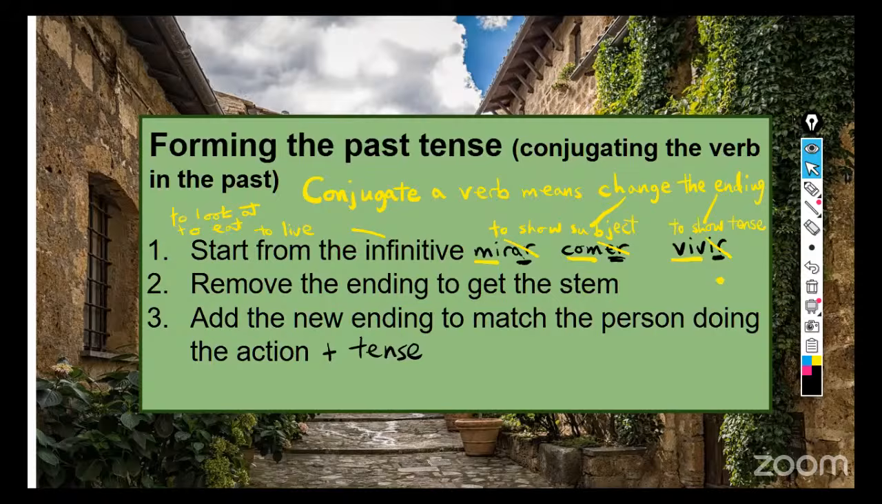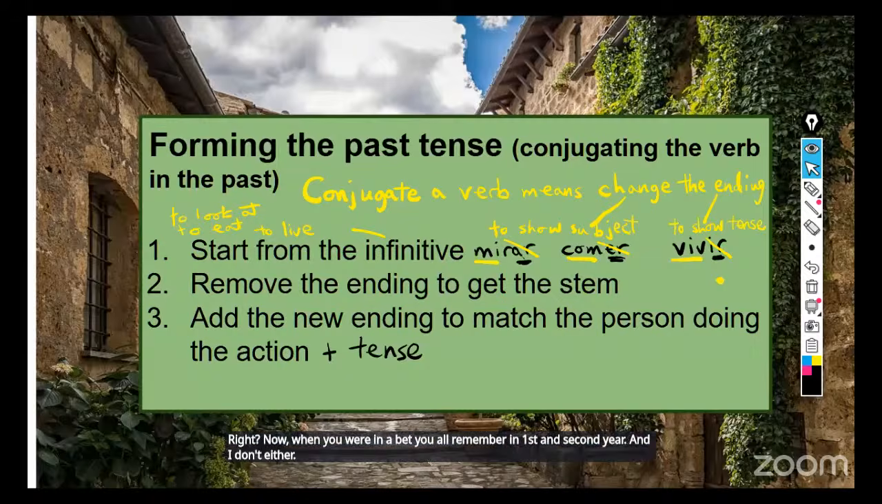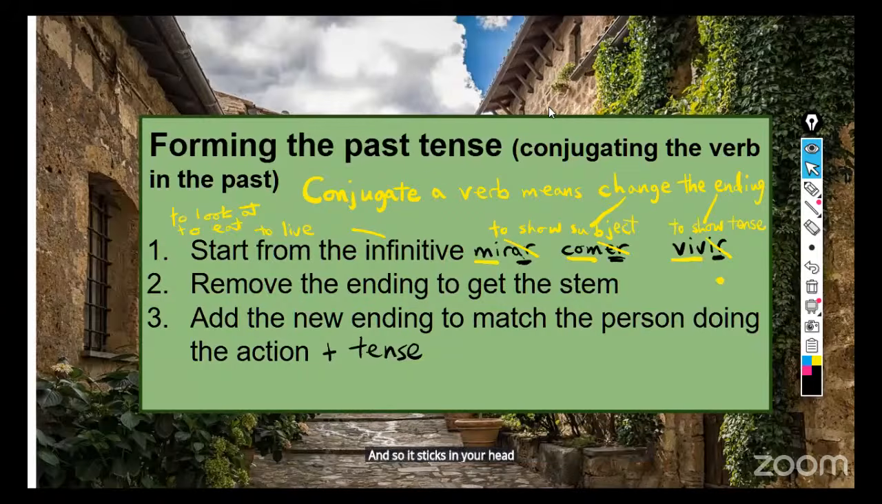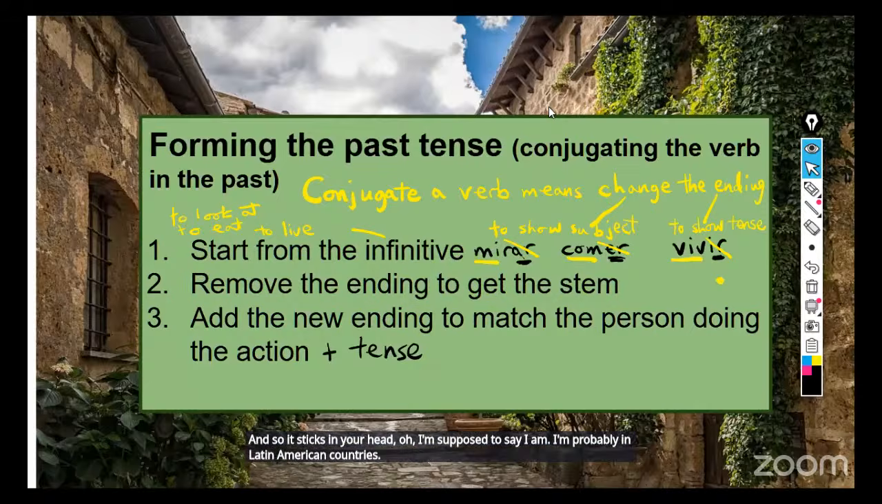Right? Now, I bet you all don't remember in first year and second year, and I don't either. It's just I see it because now I have kids who are close to that level. So I saw what they did, right? How we learned language was we would practice writing lots of sentences with I am. And so it sticks in your head, oh, I'm supposed to say I am. And probably in Latin American countries, that's how they do it too. The little kids practice writing yo soy or yo estoy, and that's how they learn it, right?